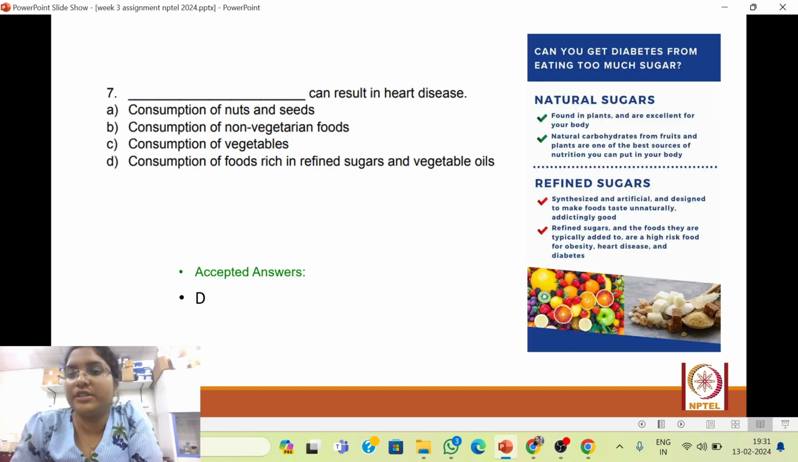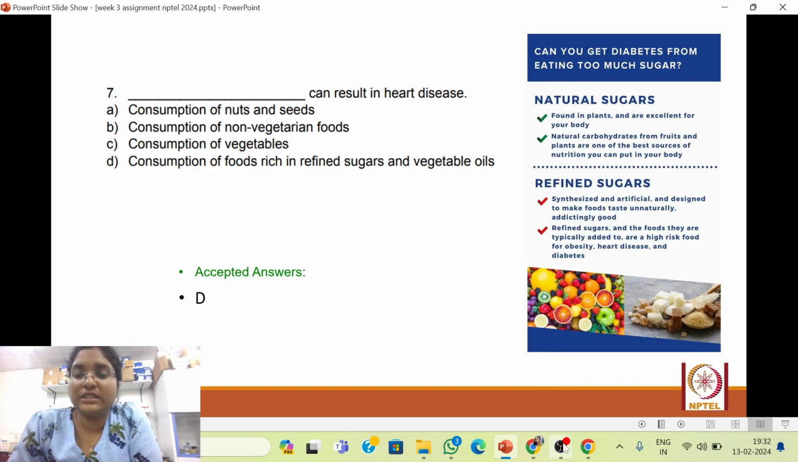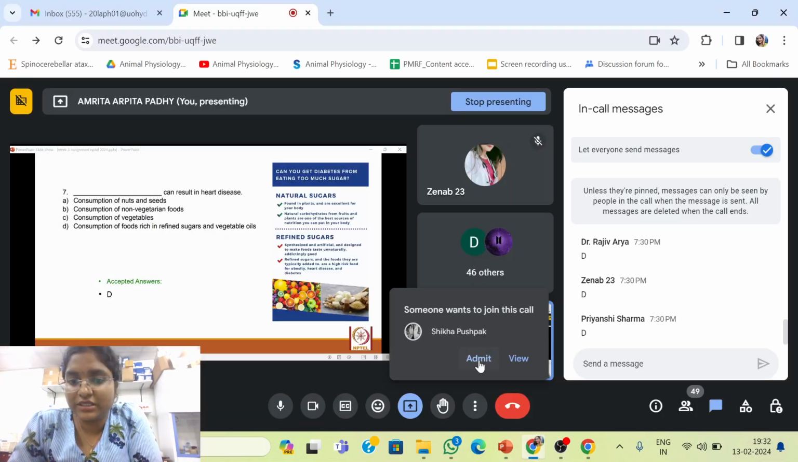Okay, so here you can see what refined sugars are: synthesized and artificial, designed to make foods taste unnaturally, addictingly good. But taste-wise, they may be making the food good, but the foods refined sugars are typically added to are high-risk foods for obesity, heart disease, and diabetes. So, what are the sources of natural sugars which we should opt for? Natural carbohydrates from fruits and plants are one of the best sources of nutrition you can put in your body. The refined sugars can definitely lead to diseases like heart disease and diabetes.